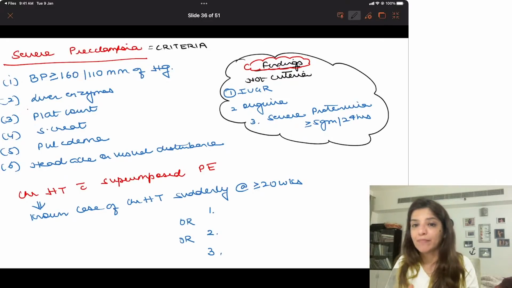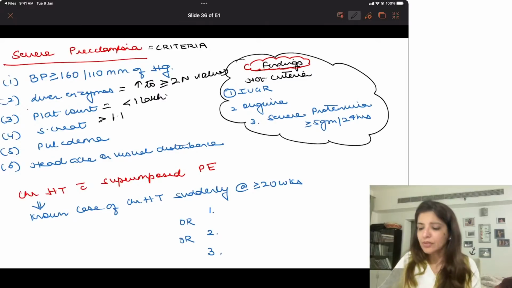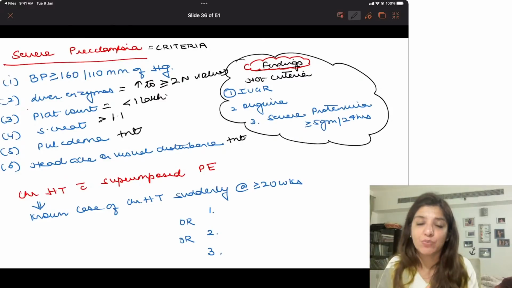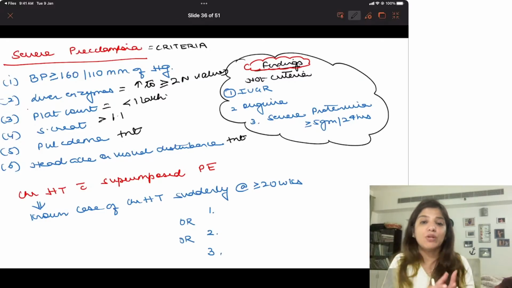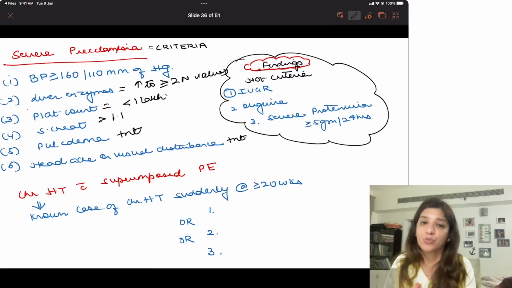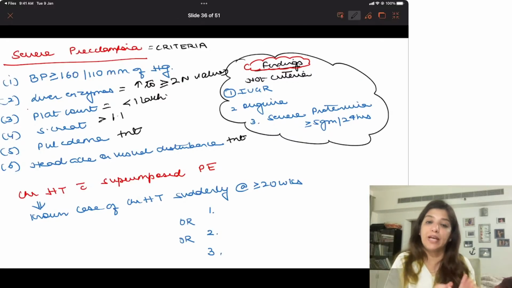What are the signs of end organ damage? Liver enzymes increase to more than 2 times their normal values. Platelet count less than 1 lakh. Serum creatinine more than or equal to 1.1. Pulmonary edema if it is present, or headache or visual disturbances if they are present. So if BP is more than 160 by 110, liver enzymes are raised to 2 times their normal values, platelet count less than 1 lakh, serum creatinine more than 1.1, pulmonary edema present, or headache or visual symptoms, if any of these things are present, then we say we are dealing with severe preeclampsia.